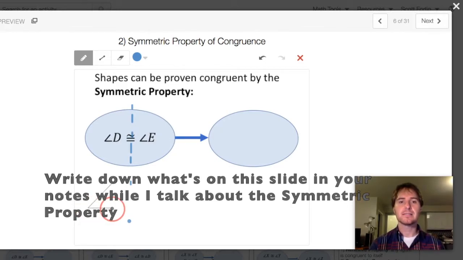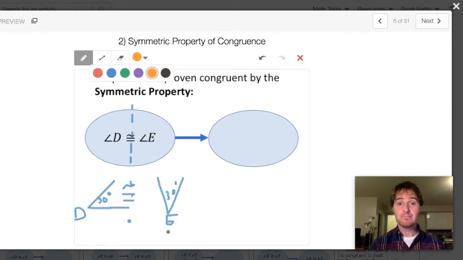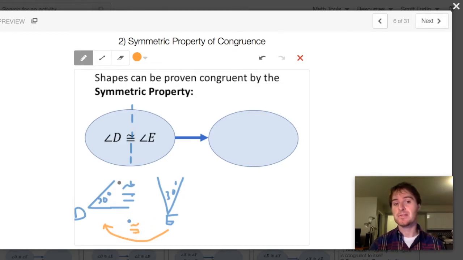Okay, so if you have an angle D right here, let's say it's 30 degrees, and we can say that the angle of 30 degrees is congruent to an angle E that's also 30 degrees. If angle D is congruent to angle E, we can also make the conclusion that angle E is congruent to angle D. That's totally legit here, right? If this thing's congruent to that thing, then that thing also is congruent to this thing. So this is sort of a silly one. It doesn't really come up very often, but this is the symmetric property.